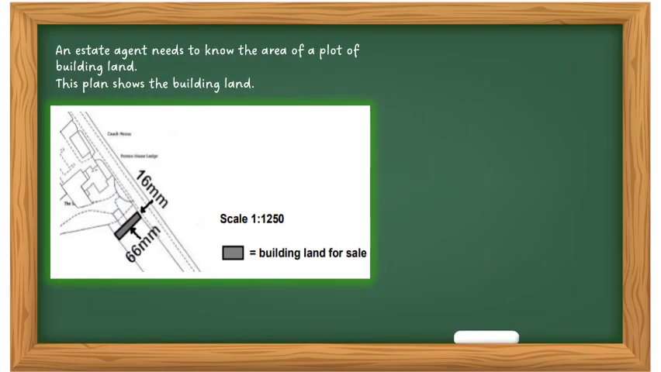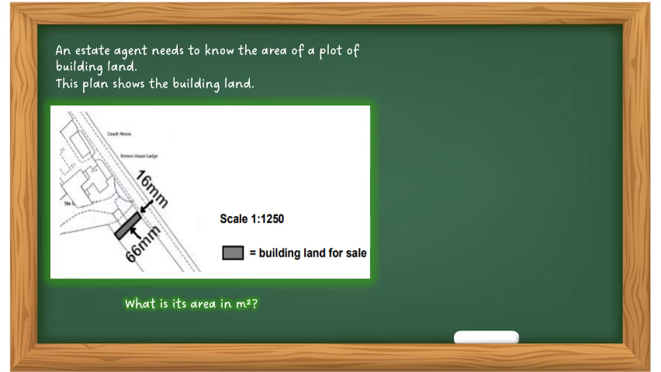Here is a level 2 question that needs careful thought. Now that we know what scale means and how it's presented, we have to remember about things like different denominations and how they present it. In here, an estate agent needs to know the area of a plot of building land. This plan shows the building land, and it asks, what is the area in square meters? This is a very, very tough question, so you have to break it down and understand how scale works.